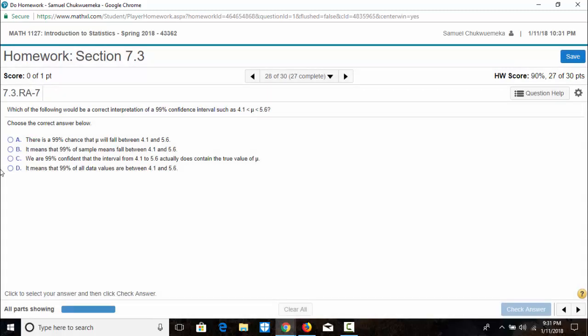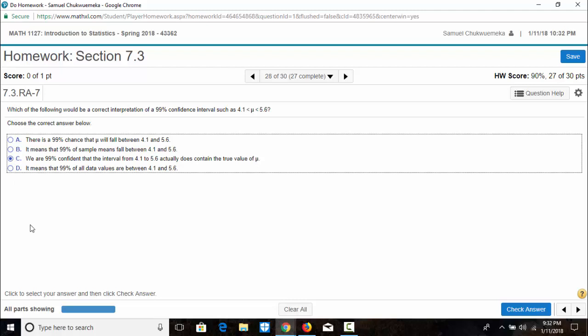28. Which of the following would be a correct interpretation of a 99% confidence interval, such as 4.1 is less than the population mean is less than 5.6? So we are 99% confident that the interval from 4.1 to 5.6 actually does contain the true value of the population mean. C, we are 99% confident.